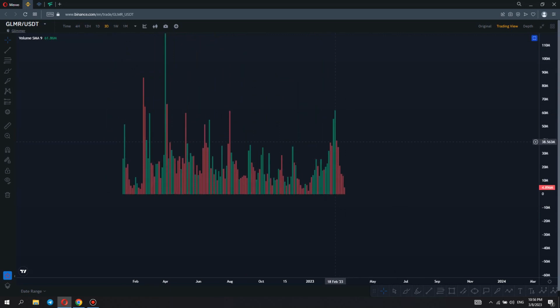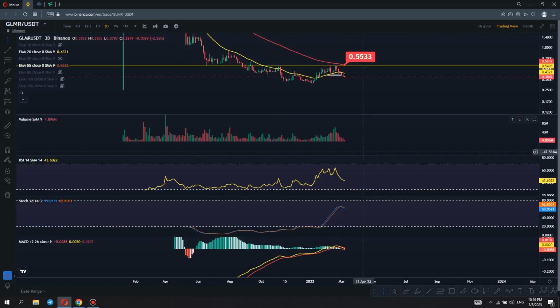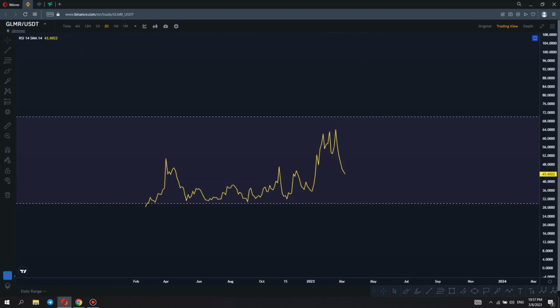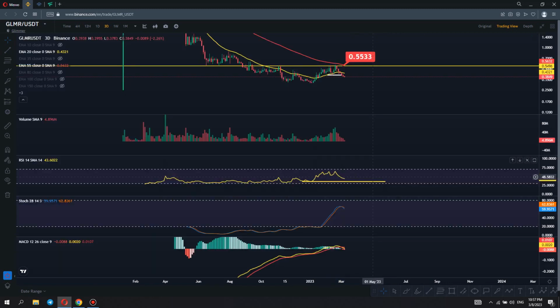So obviously a lot of selling pressure here on GLMR. The token is going to have a little unlock on March 11th. So we may see a further pullback on that date as well. I would wait until the RSI pulls back down to at least this level over here. That would be a nice level to take a look at, the RSI of approximately 35.5. That's going to be a good buying opportunity on the 3-day RSI.